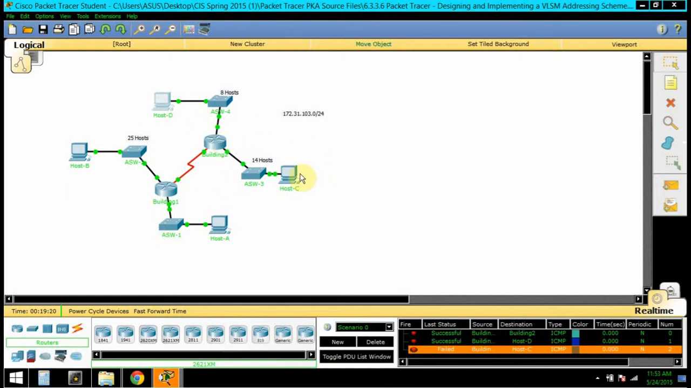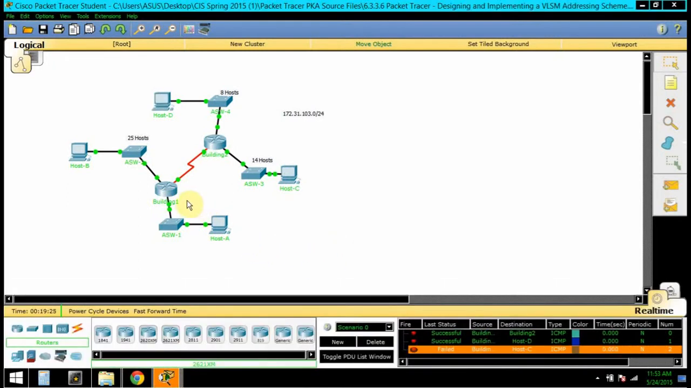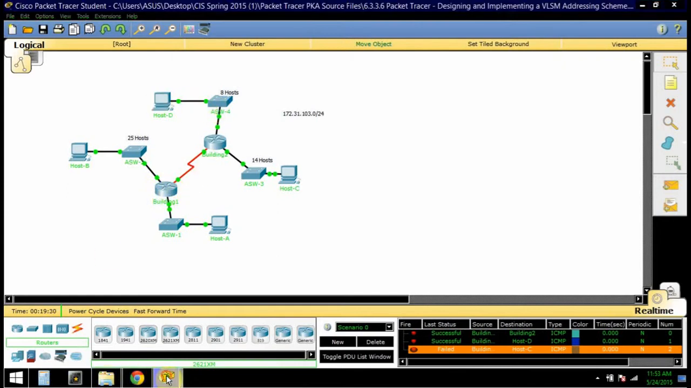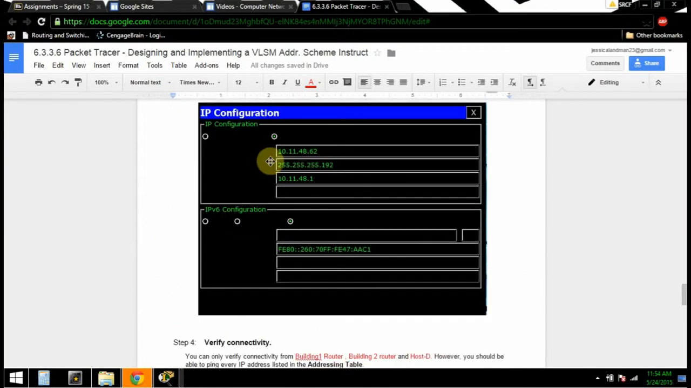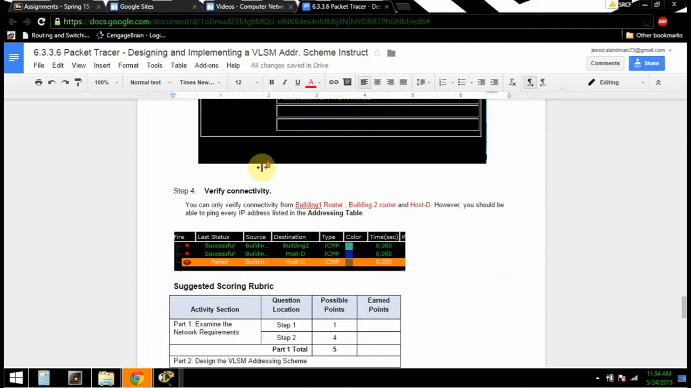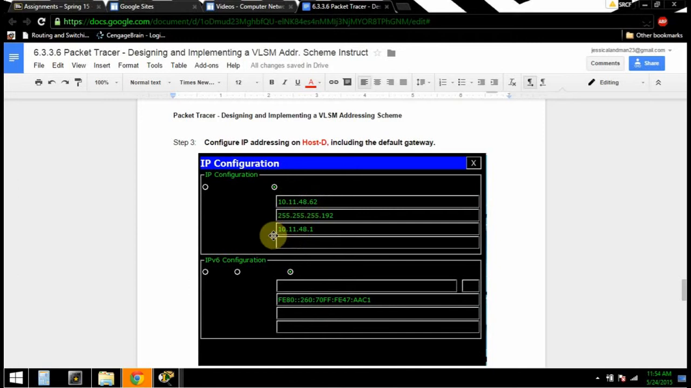However, we cannot ping host C because what we have established in our VLSM addressing scheme only provides a table to go from here to here to here. We implemented the addressing table onto our network. Specific default gateway, specific gigabit Ethernet network, and our specific host address.